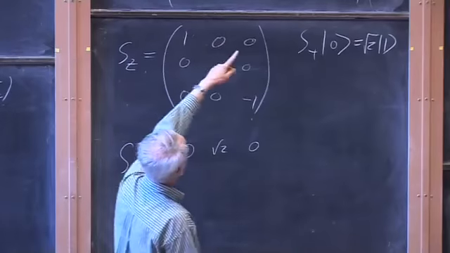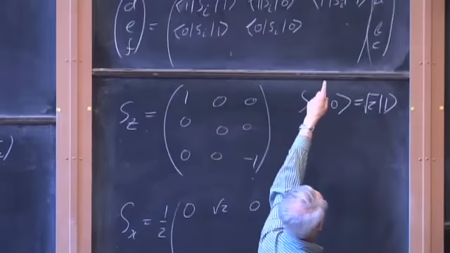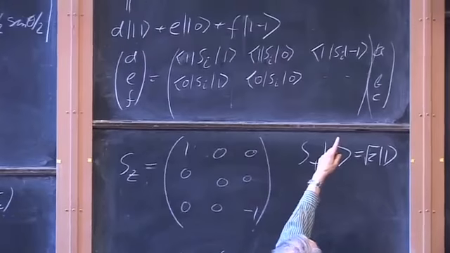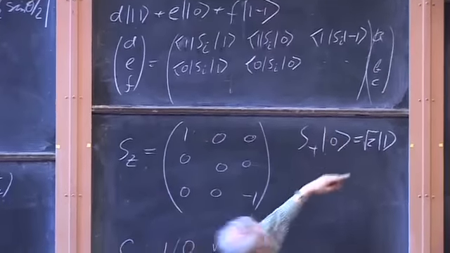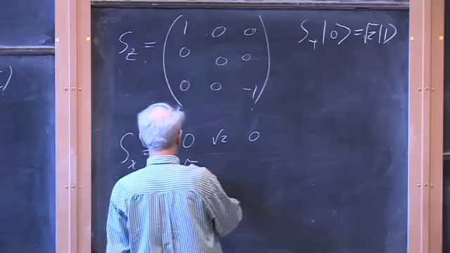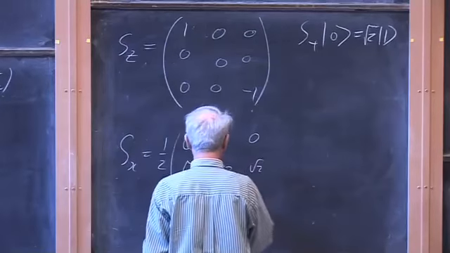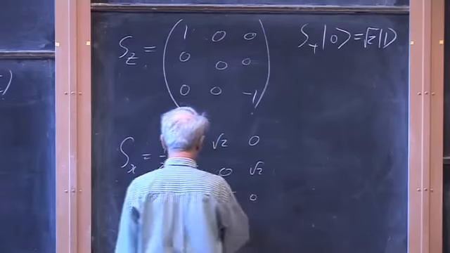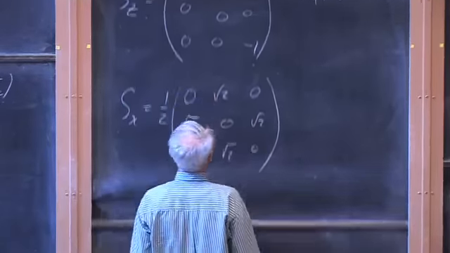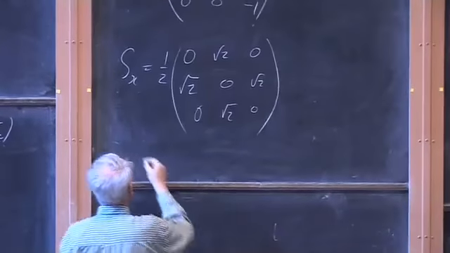We'll get nothing in the right slot because S plus can raise minus 1 to nothing, but it can't drag it all the way up to 1. And S minus, of course, kills minus 1. So we get a matrix that looks like this.